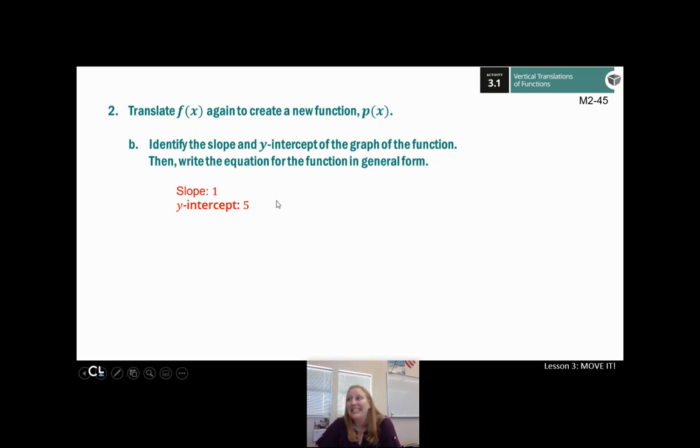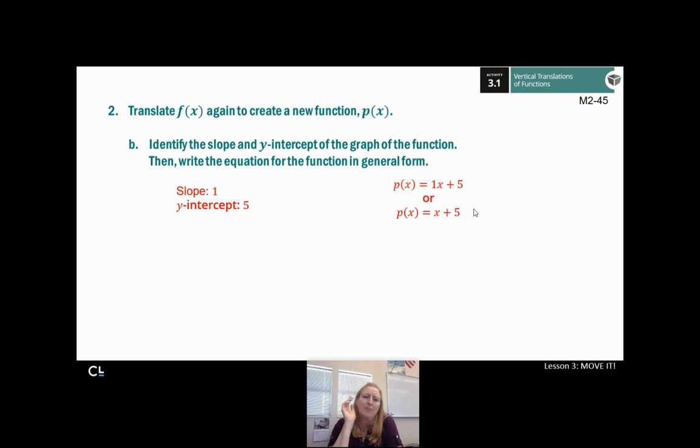And this means then that if I'm going to write p of x in the form of ax plus b, well, here's my a, here's my b. I'm going to plug those in. So I have 1x plus 5. I don't usually write 1x though. That's kind of weird. So I'm going to rewrite p of x as p of x equals x plus 5. We just don't usually put the 1 in front of the x. It looks funny. It's okay.